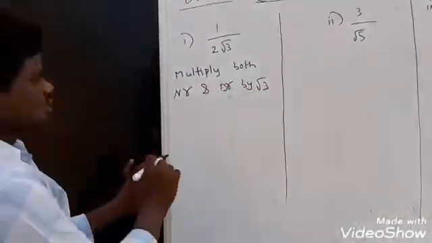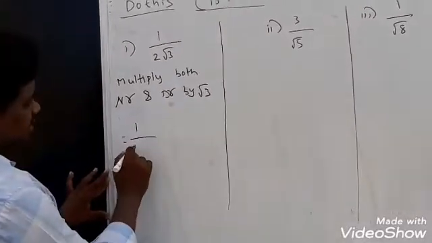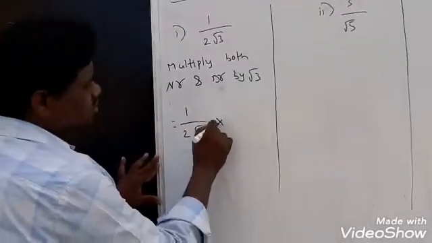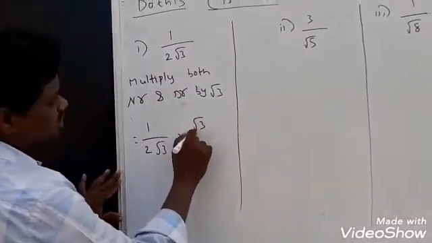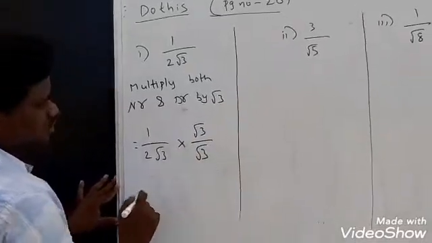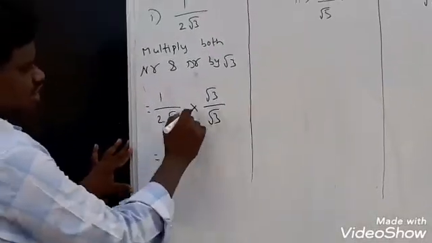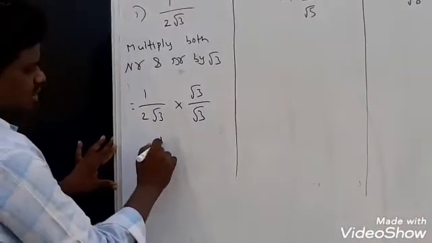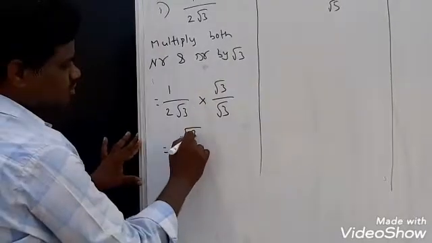That's why you have to multiply 1 by root 3 into root 3 by root 3. So that is how to multiply: 1 into root 3 means root 3.